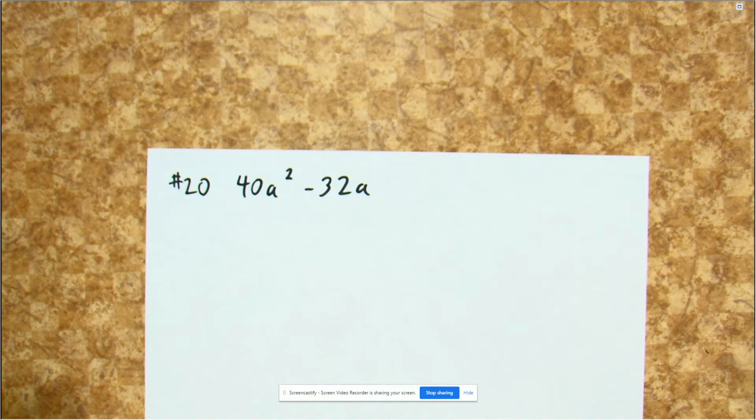Now, even though number 20 looks weird, even though number 20 seems to be missing a term, the C term, you can still go through it with the Tucker method. Now, the Tucker method, again, those 5 steps being GCF, A times C, magic numbers, T-chart and simplify, writing the factored form. The first step, GCF.